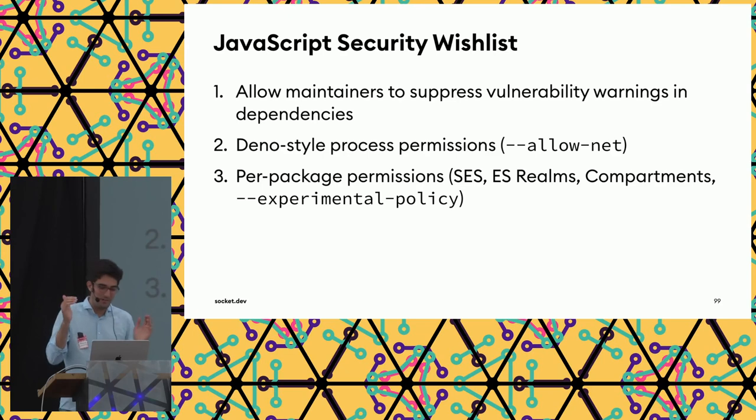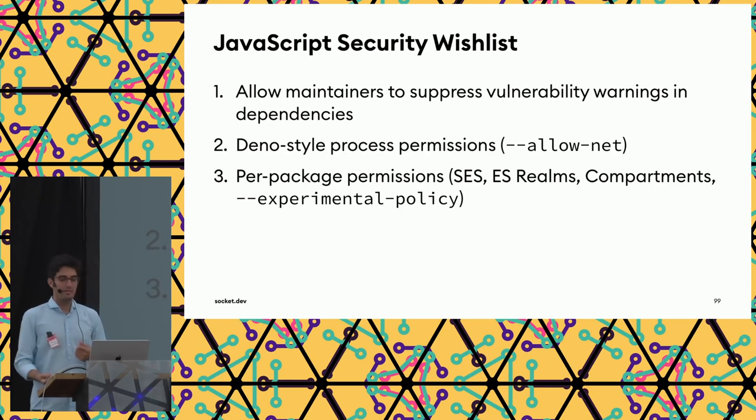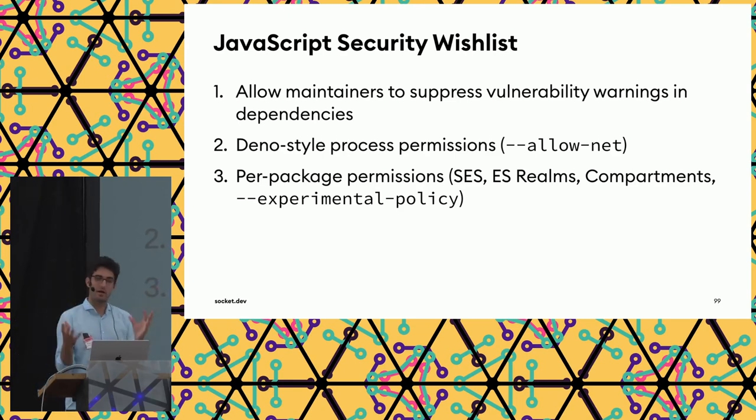We need some way to lower the volume on these alerts and make only the important ones rise to the top. Second, there's been some interesting experimentation with the Deno project, which allows you to sandbox a process and give it certain permissions using flags like allow-net. And I think we should try to bring that into Node.js. And finally, there's been some language proposals such as Secure ECMAScript, ECMAScript realms, compartments, and then this flag in Node.